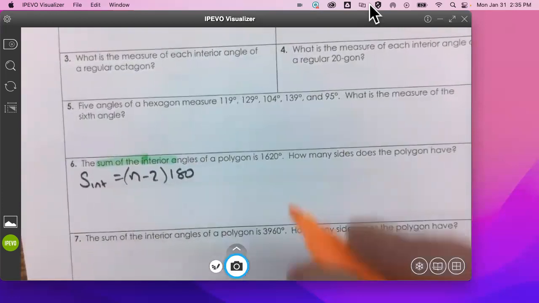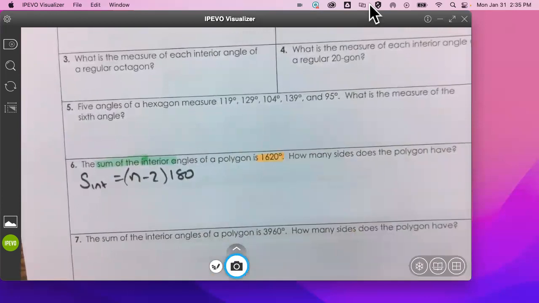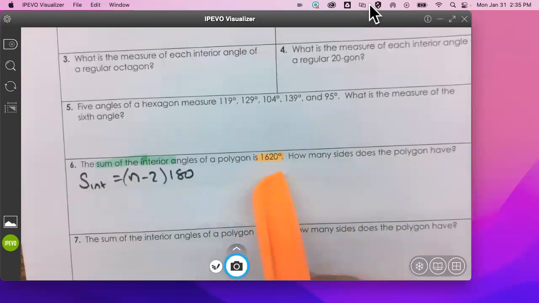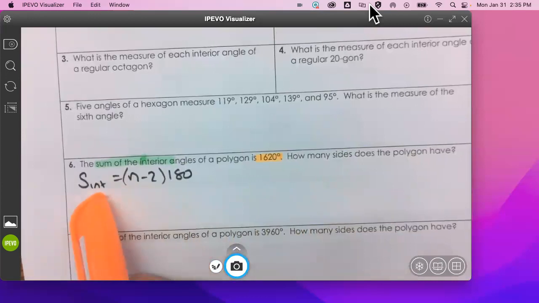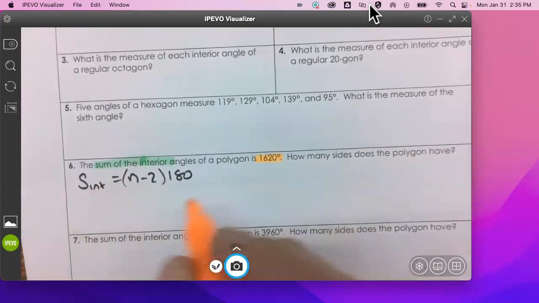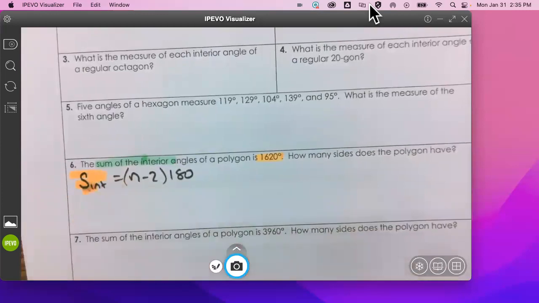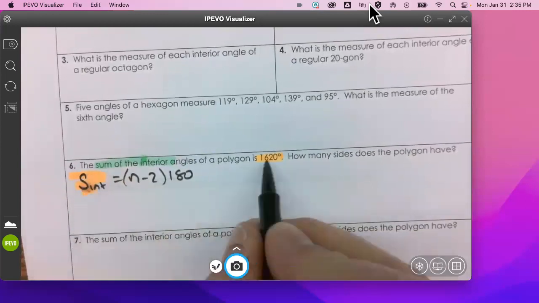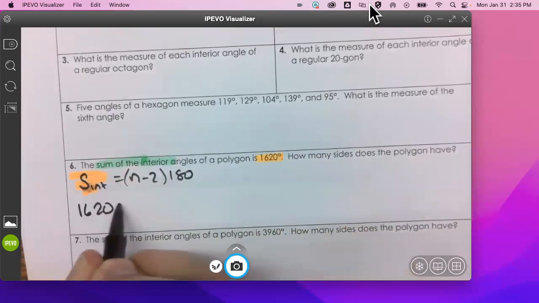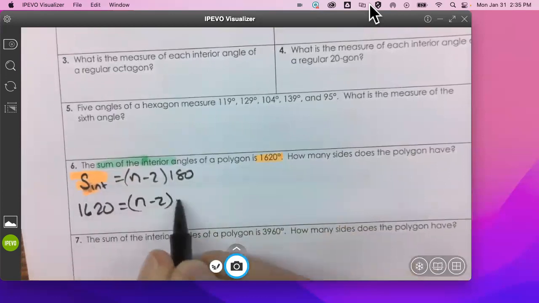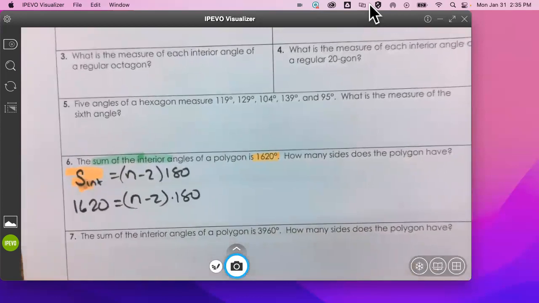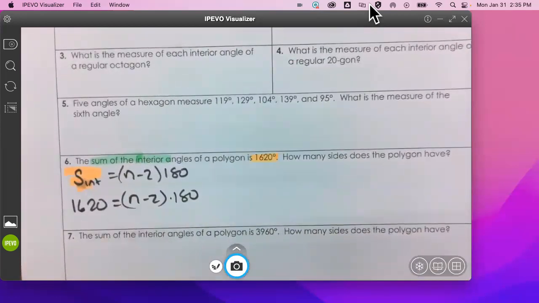And it gives us this 1620. Where does that belong? Is it n? n is the number of sides. Is that what they're telling me is the number of sides? Or are they telling me the sum of all the interior angles? So in other words, this whole sum thing has been changed to 1620 equals n minus 2 times 180. Now I've got an equation with one variable, n. I have to solve that.